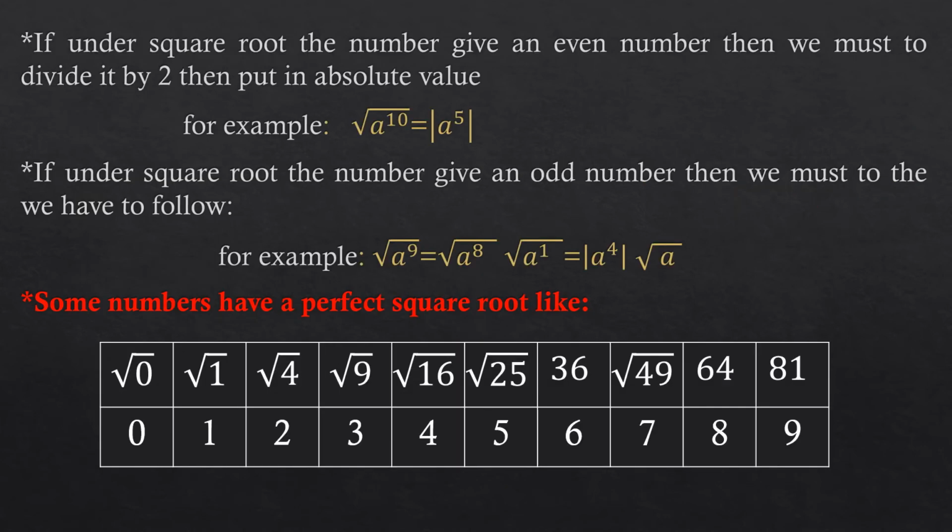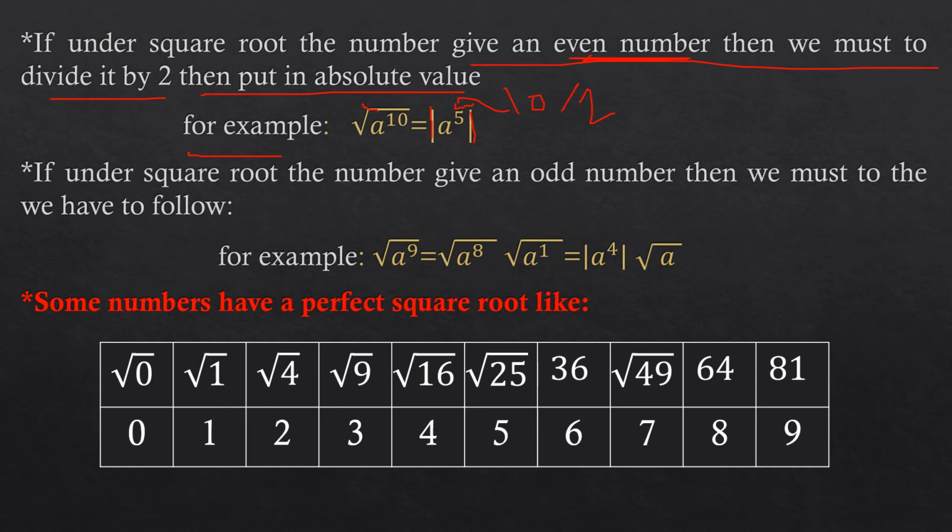If the number under the square root is given as an even power, then we must divide it by 2, then put it in absolute value. For example, if we have the square root of a to the power 10, we have to divide 10 by 2, it will be 5, okay? So the square root is gone, and we have to put just the absolute value. This is for even powers, okay?